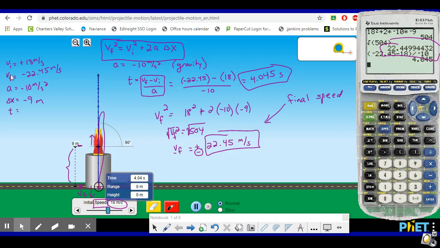So just remember, when we're finding velocities, it's important for us to determine what direction and then to assign a positive or a negative. Okay, so good luck, and that's free fall.